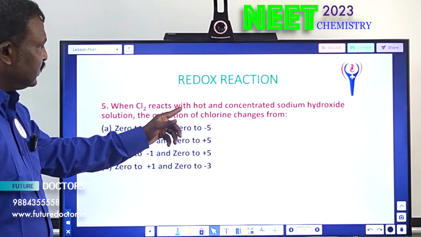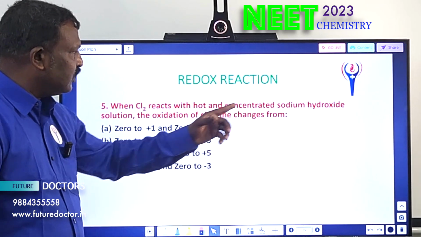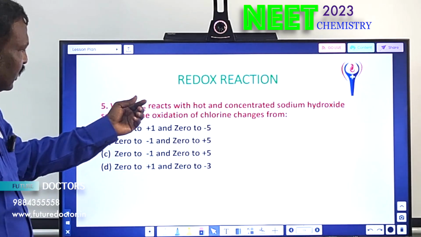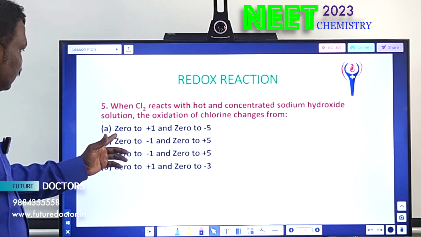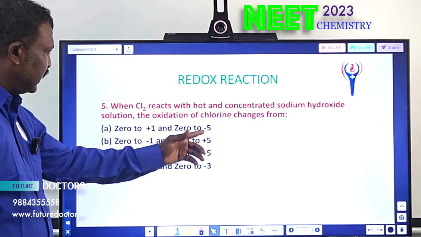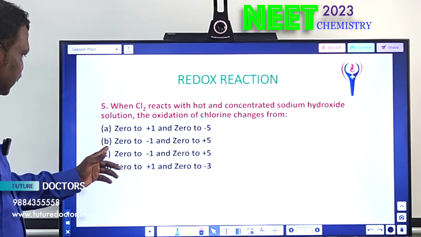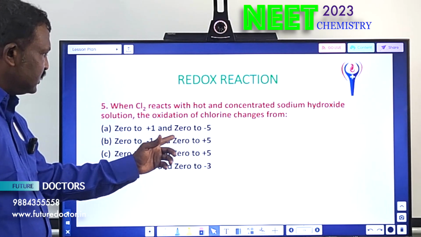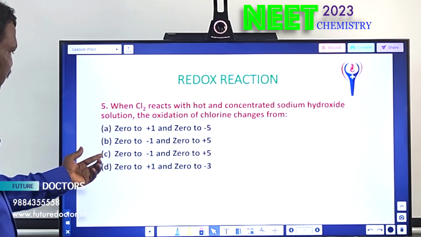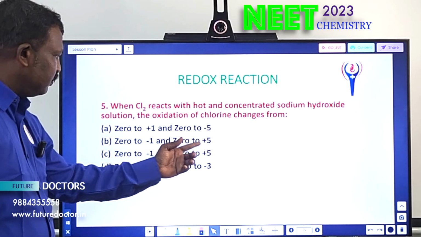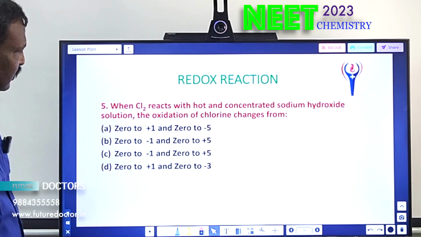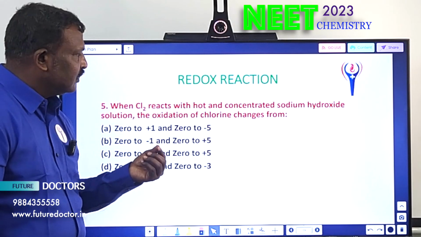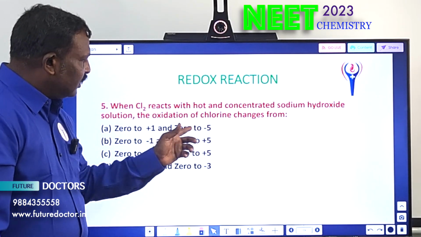Next one. Fifth one. When Cl2 reacts with hot and concentrated sodium hydroxide solution, the oxidation state of chlorine changes from 0 to +1 and 0 to -5. Option B, 0 to -1 and 0 to +5. Option C, 0 to -1 and 0 to +5. Option D, 0 to +1 and 0 to -3. So you must know how to find this out. First of all, you should know the equation. Then only can we find out the oxidation number.